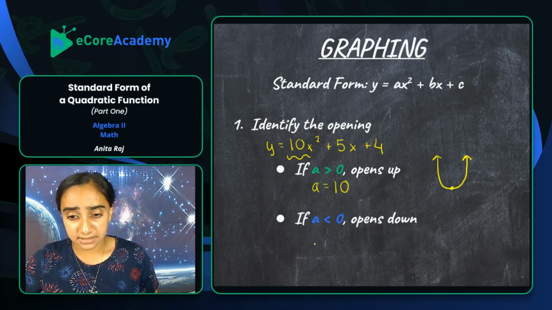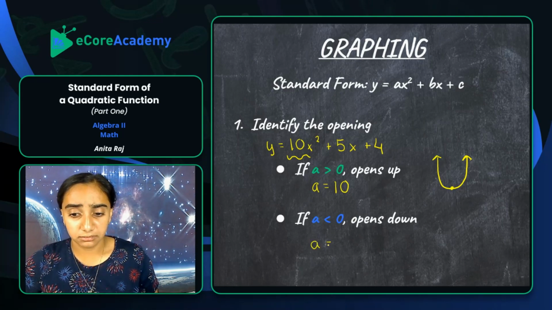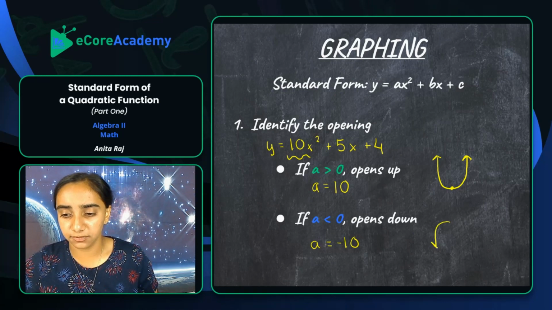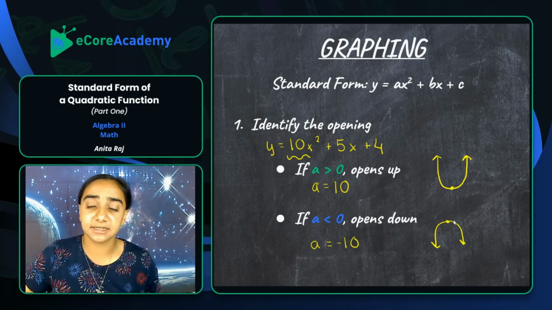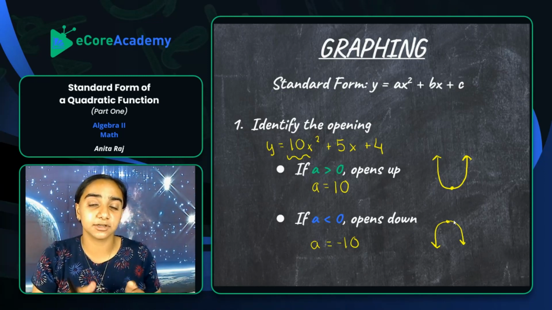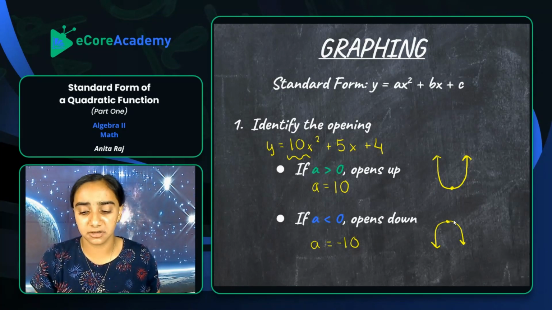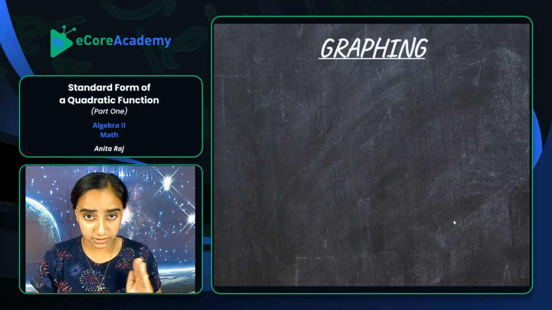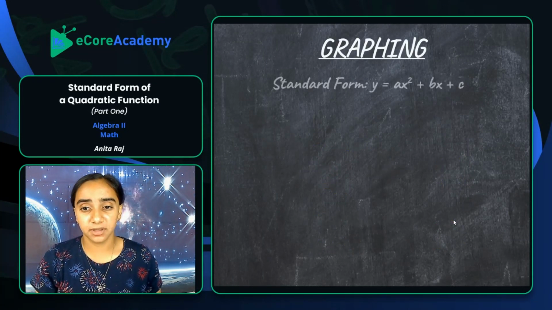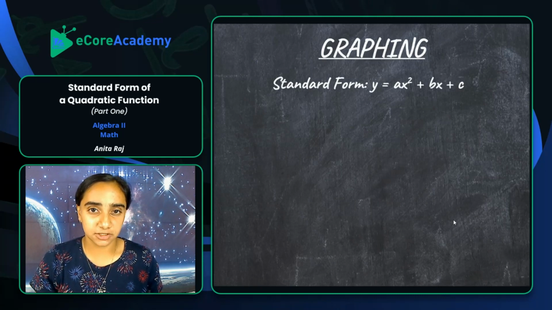If A is less than 0, meaning A is a value like negative 10, then our parabola opens downward because it's reflected across the x-axis. Your vertex is going to be up here. So first, you want to identify which way the parabola opens. Does it open upward or does it open downward? Simply do that by finding out if A is greater than 0 or less than 0. Okay, hopefully that first step was pretty straightforward. Again, standard form, just in case you forget it.